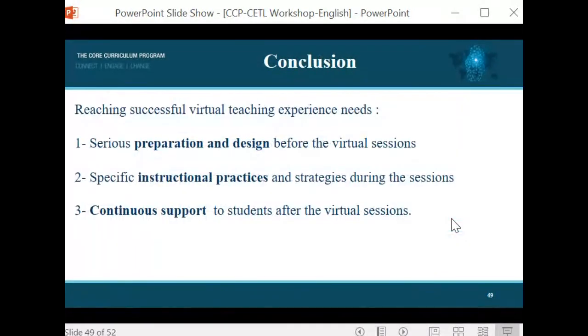Finally, reaching a successful virtual teaching experience needs, 1. Serious preparation and design for the virtual session using the 3 stages of the backward design, of preparation of the lesson plan and building the materials on LMS. 2. Specific instructional practices and strategies during the session in terms of content, activities, teaching methods, technical tools, and especially student interaction component. And finally, a continuous support to students after the virtual session with continuous student interaction.